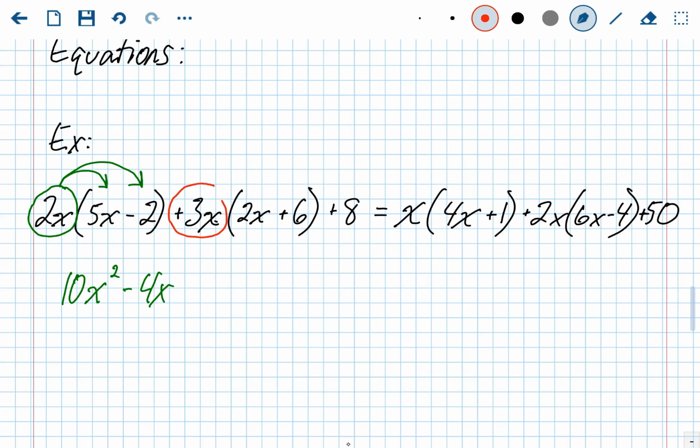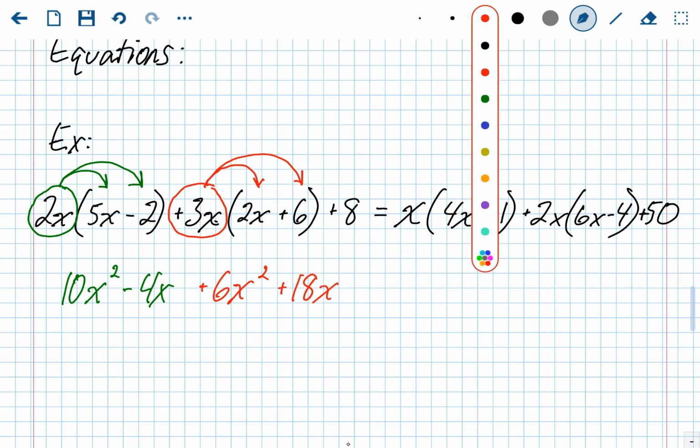Next distribution. We have positive 3x times 2x, which is 6x squared. 3x times 6 is 18x. And then that plus 8 is still there, and nothing gets distributed to it. Alright, so we're at the plus 8.